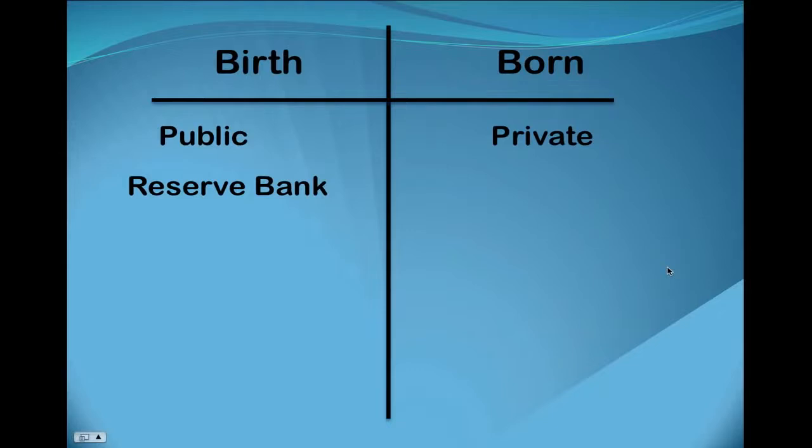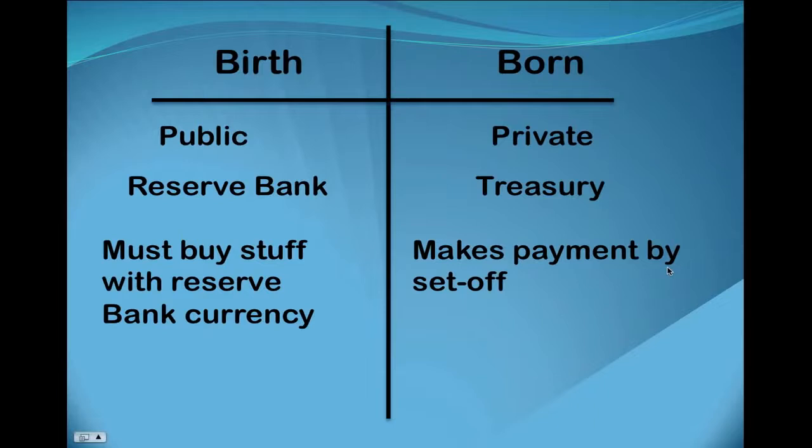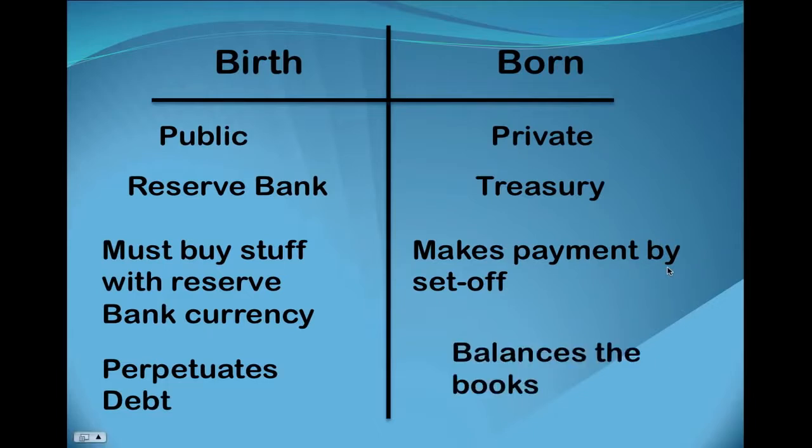On the public side, we have a reserve bank. On the private side, we have the treasury. When you're dealing with the reserve bank, you must buy stuff with reserve bank currency. On the private side, we set off. The public side perpetuates debt while the private side balances the books. I know what I'd rather do.